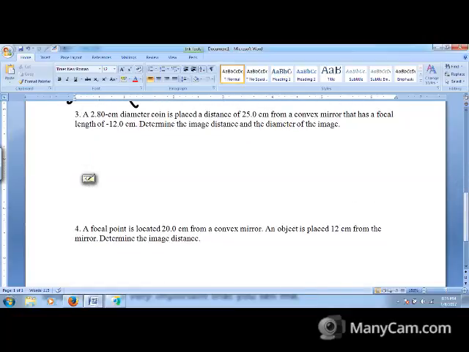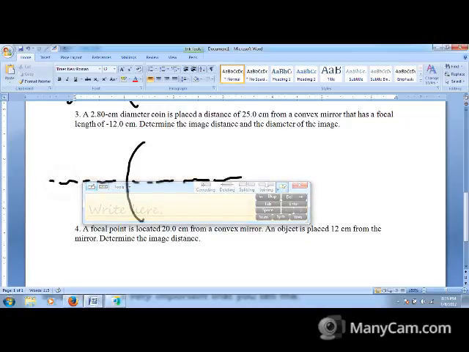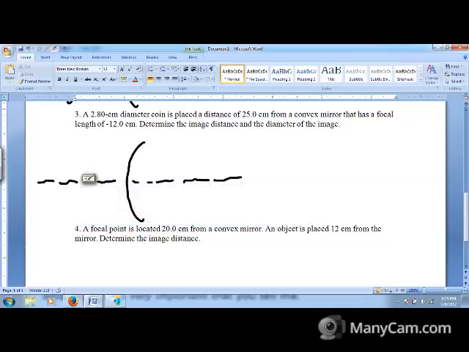A 2.80 centimeter diameter coin is placed some distance away. Okay, so here's what that means. They're giving you the height of a coin. That's annoying. All right, a distance of 25 centimeters from the location. So let's say the coin starts here, and this distance is 25 centimeters. This coin is circular in nature, and remember that if I go all the way from endpoint to endpoint, passing through the center of the circle, that's the diameter. So that, which is also known as the height of the coin if you line it up directly, is 2.80 centimeters.